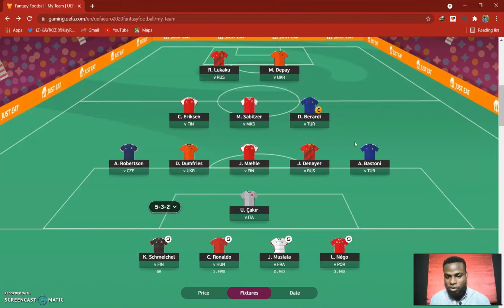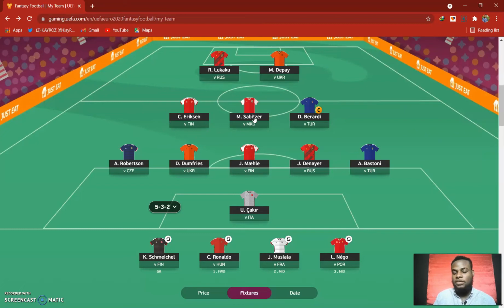Now, let me go to the midfield first of all. I have Eriksen, Sabitzer, Berardi, Musiala, and Nego. Nego, of course, is just bench fodder. I don't expect him to start, but if he does, okay. I don't really plan on him going anywhere near my team. I don't want him anywhere near this team. Eriksen, he's the Danish provider, assister, creator, anything you want to call him. So he has to go into my team.